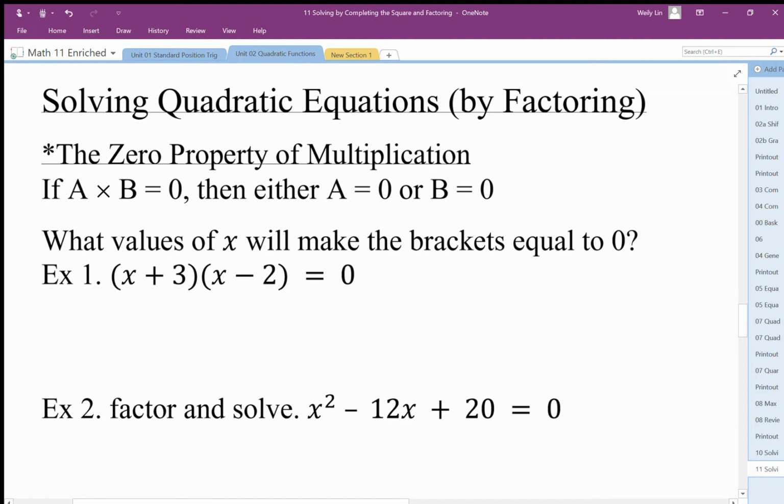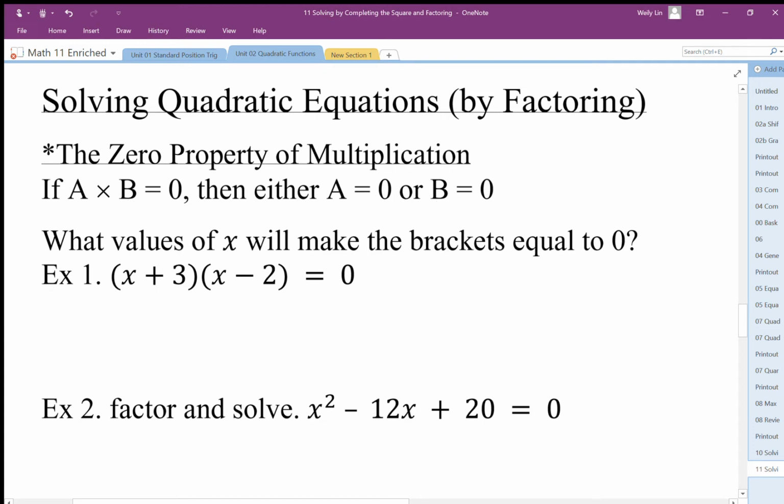So as we mentioned before, we can solve these quadratic equations by factoring, because factoring essentially gives us the zeros of the quadratic. The idea behind solving by factoring is that we're using an important property called the zero property of multiplication, meaning that if we have multiplication of any factors and the product equals 0, then either the A must be equal to 0 or the B must be equal to 0.